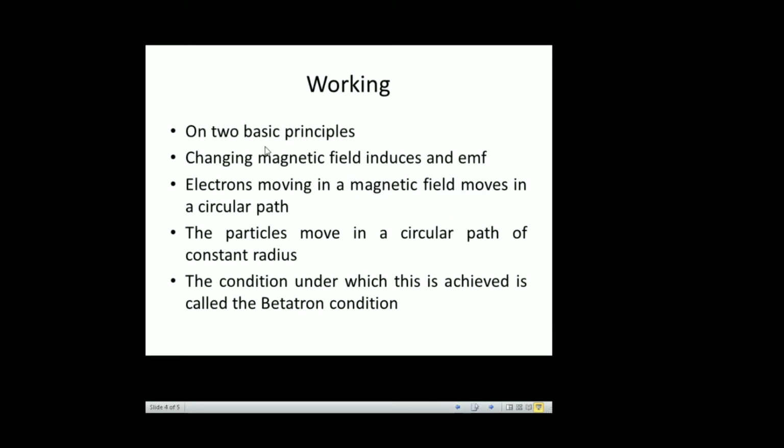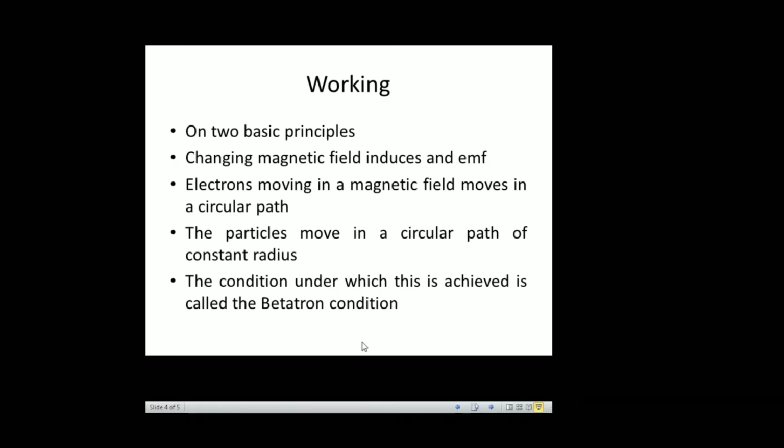As we talked about, it works on two basic principles. The changing magnetic field induces an EMF. Electrons moving in a magnetic field move in a circular path. The particles move in a circular path of constant radius. The condition under which this is achieved is called the Betatron condition.